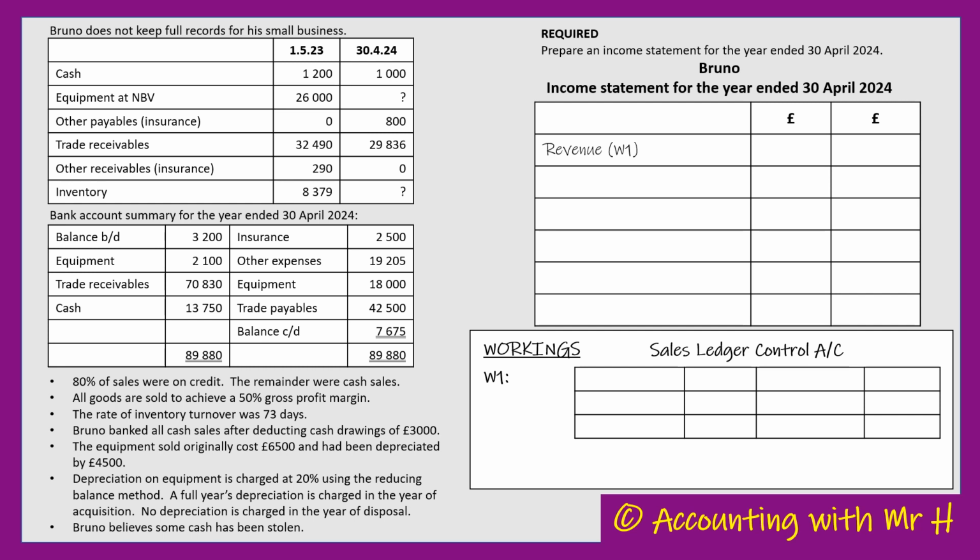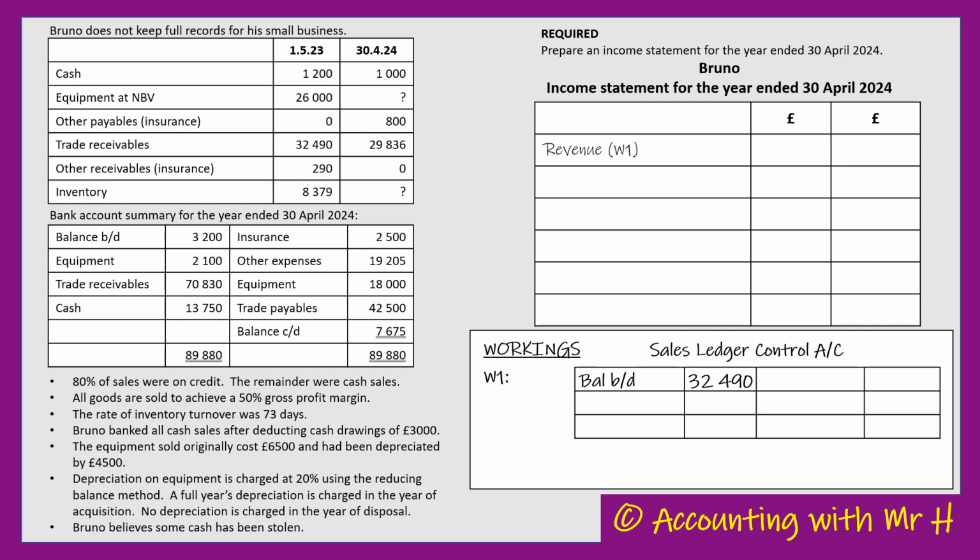If I look at the table at the top, he knows that his trade receivables on the 1st of May, the beginning of the year, were 32,490. Trade receivables are an asset. He was owed that money at the start, so that's going to be the balance brought down on the debit of the sales ledger control account. So what was going on at the start of the year? There we go, 32,490 was owed to Bruno. What happened during the year?